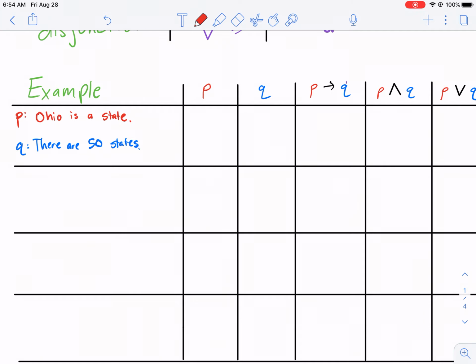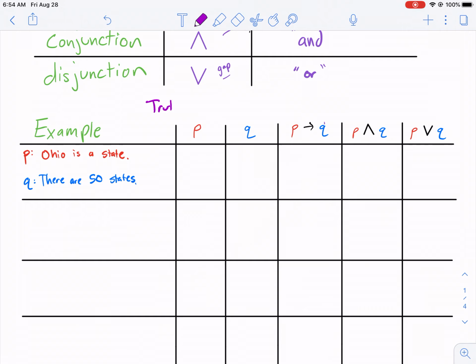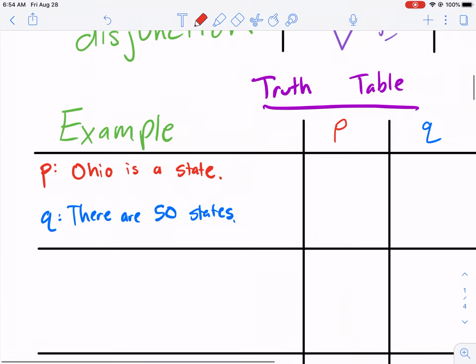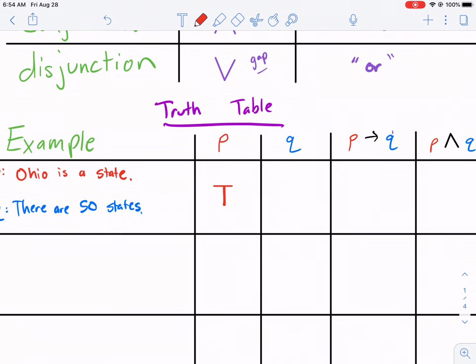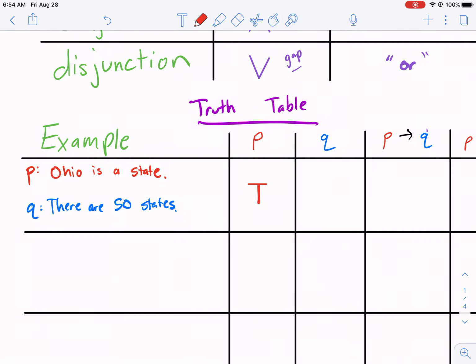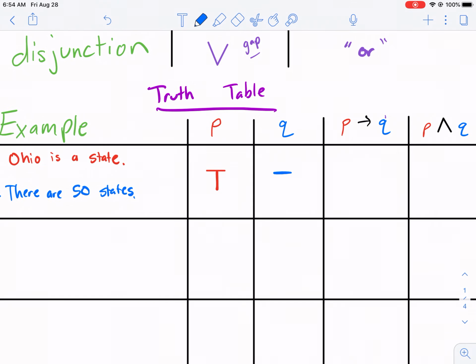All right, now let's talk about, so this is a truth table. If it's a truth table, that means we have to determine the truth value of each statement. Let's try that again. There we go, truth table. Now, let's consider the truth value of this first statement. Ohio is a state. Okay, that is true. Okay, Ohio is in fact a state. So we're coming up with the truth value of each one of these columns. Now, there are 50 states. Now, if we're talking about the United States, of course, this also is true.